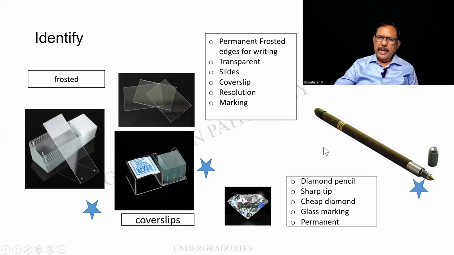So this is called a diamond pencil. Count the stars again. A spotter for you, which has got a diamond tip, which is very sharp but very cheap also. Glass marking, and for permanent marking, it has to be retained for years and years.